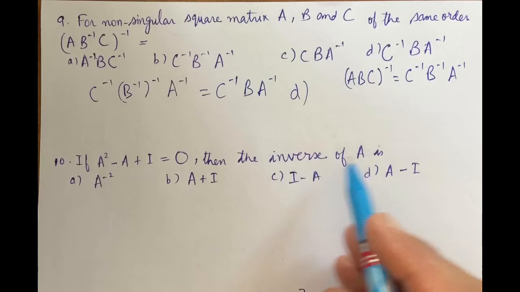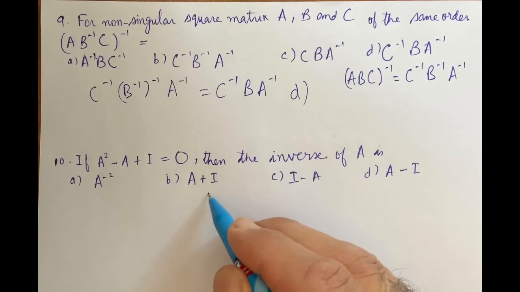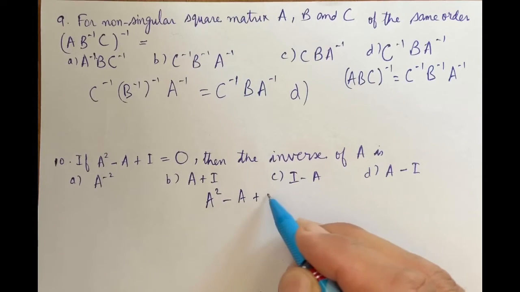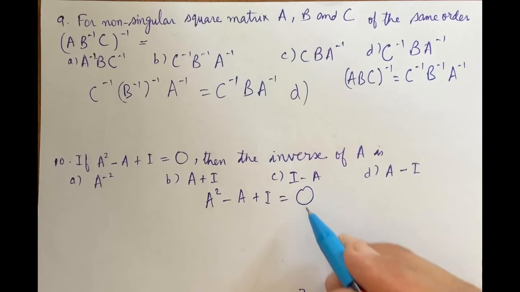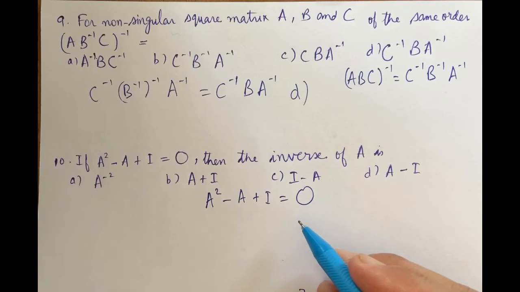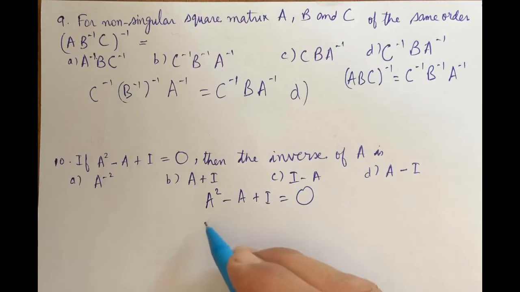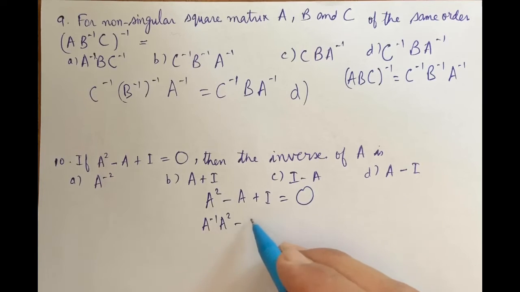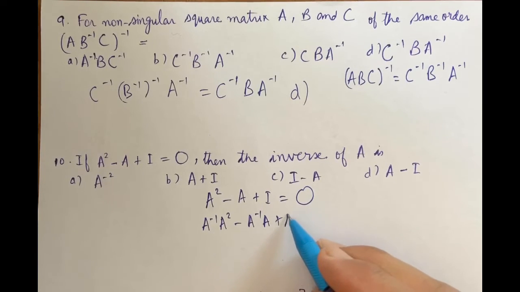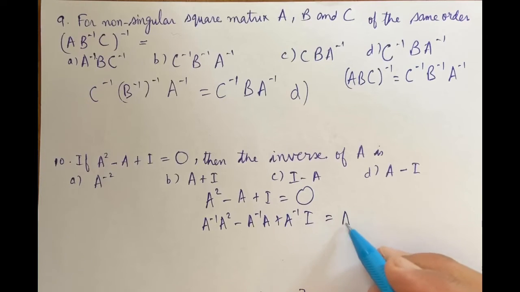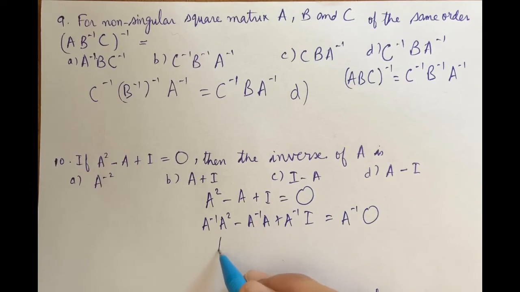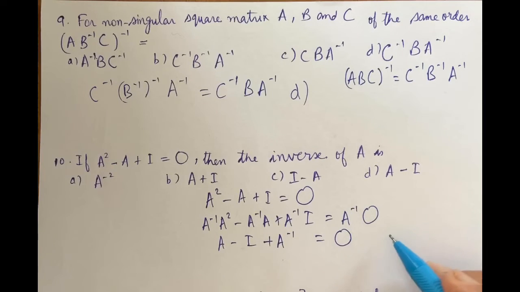Next we have to find inverse of A given this equation. A square minus A plus I is equal to O, null matrix. Pre-multiplying both sides by A inverse into A square minus A inverse into A plus A inverse into I is equal to A inverse into null matrix. This is A minus this is I, this is A inverse, this is null matrix. So this gives us A inverse as I minus A, which is C. So C is the answer.